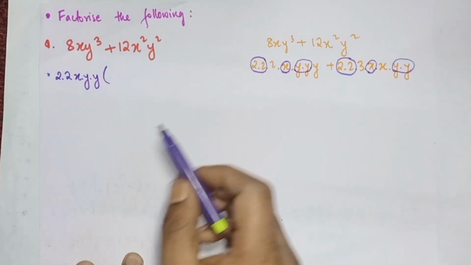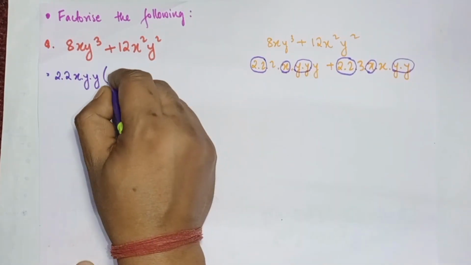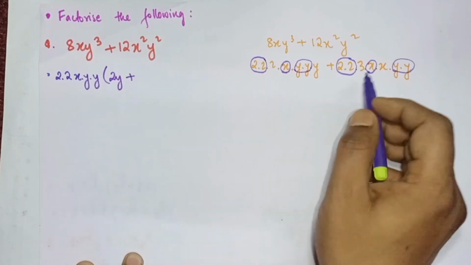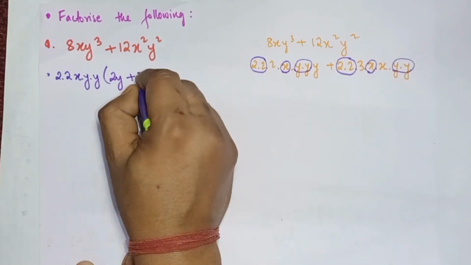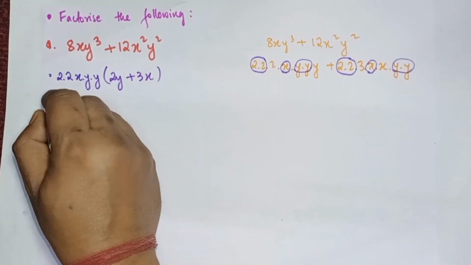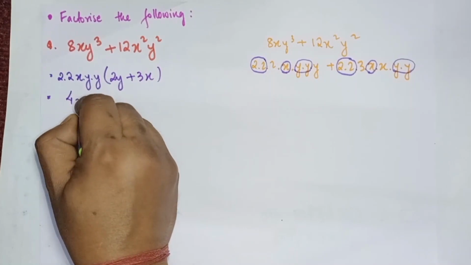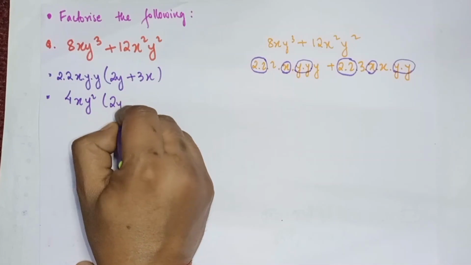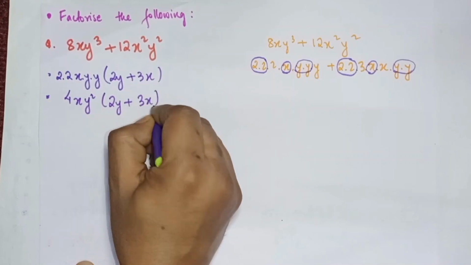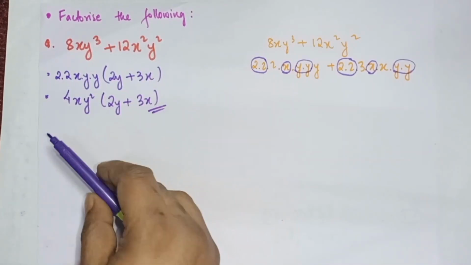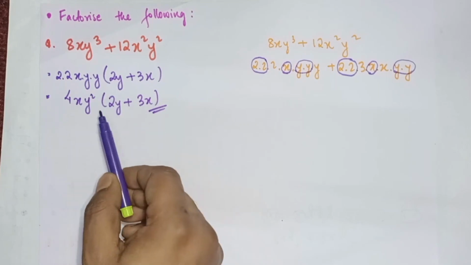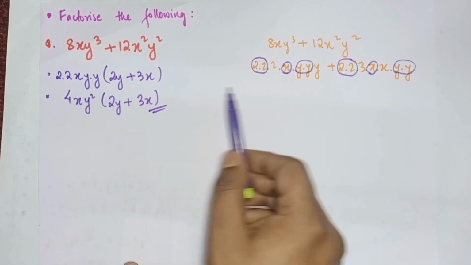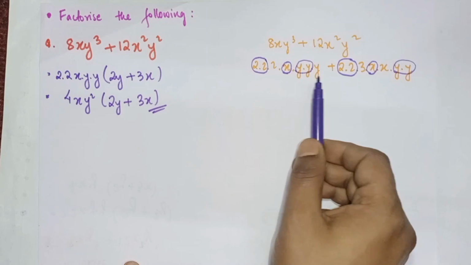Now what is left over? You'll write what is left over: 2y plus, then what do you have, 3x. So what will this be? 2 twos are 4, x, y, y square. So this will be your 2y plus 3x. So this is my factorized form. You can see here we got it in a bracket. This is the simple way, and it's a little bit lengthy.